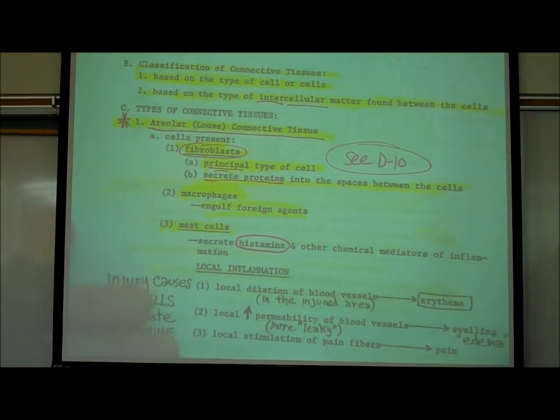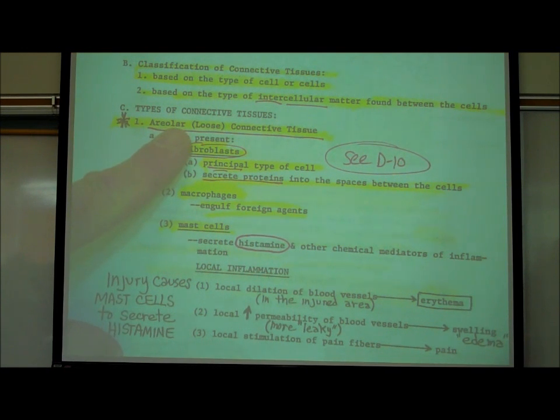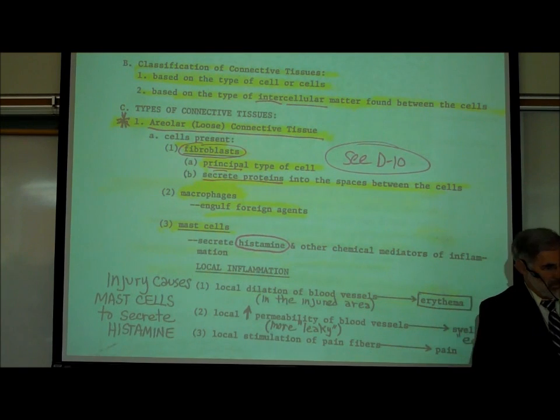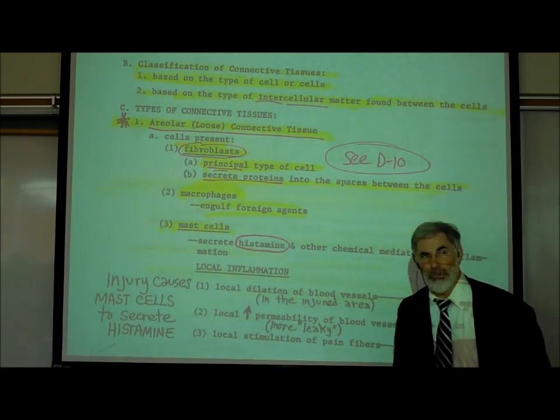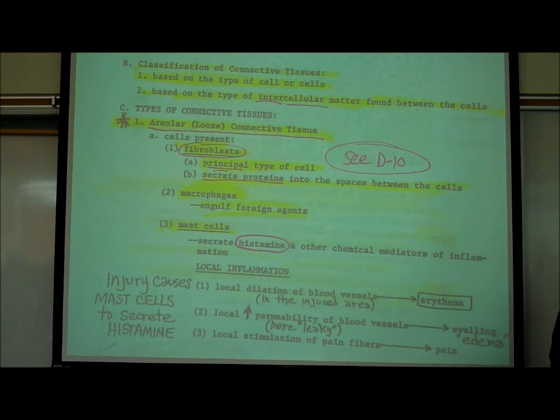Back on page D8, we're talking about what's called areolar connective tissue or loose connective tissue. Either term is okay. It is the most pervasive tissue in the body. What are most of the cells? They're called fibroblasts. They've been artificially dyed purple. They're not really purple. We don't have purple cells.